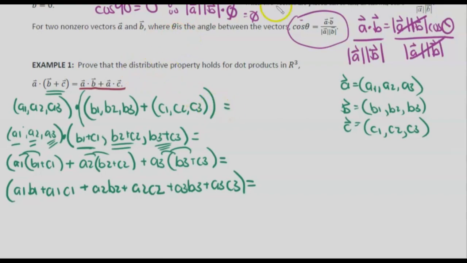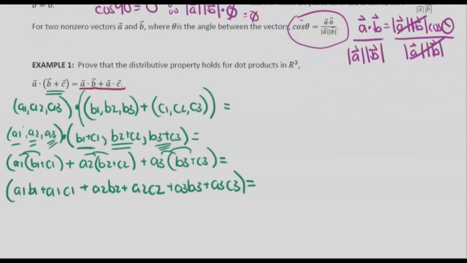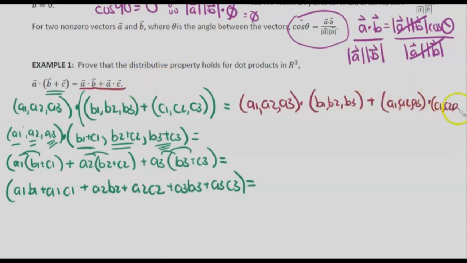So what we're doing first is we're going to do the dot product of A dot B, and then we're going to add A dot C. So vector A is going to be A1, A2, A3, and we're going to dot vector B, which is B1, B2, B3. Then we're going to take vector A again, A1, A2, A3, and do the dot product with vector C, C1, C2, C3.